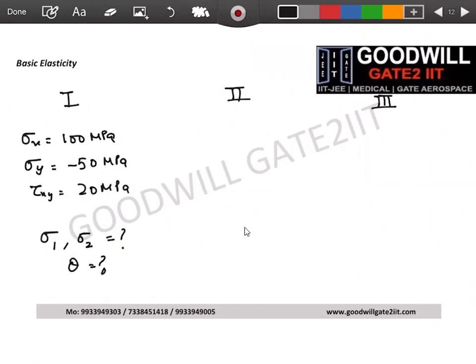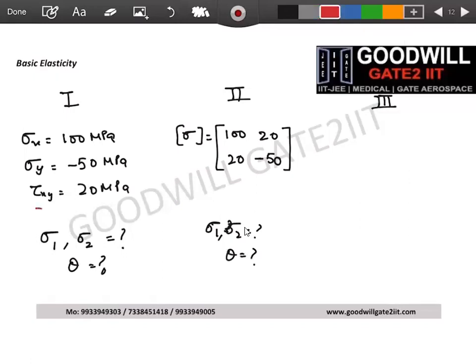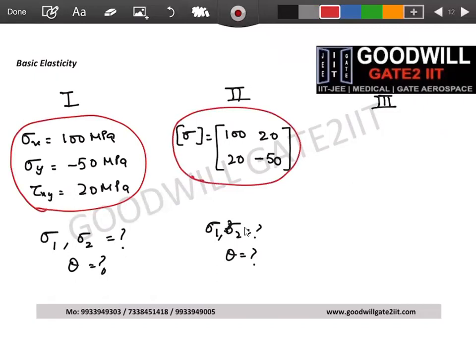The second way is, they will say a stress element looks something like this. Can you tell me what is this first diagonal element? This is sigma X. Second, sigma Y. And this is tau xy. And again, they ask me, please tell me what is sigma 1, what is sigma 2, what is theta. I'm just telling you how to frame the same numerical in theory form, and the same numerical in matrix form. And the third is they don't even do this. They'll give you the element directly. They say stress acting here is 100.